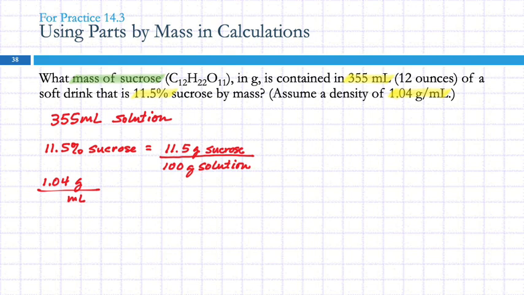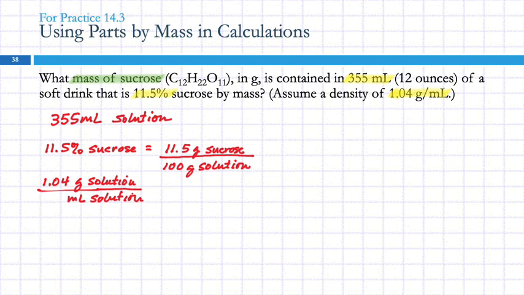Now, it doesn't specifically say what that is the density of, but what do you think it is? Soft drink, or the sucrose, or the water? The soft drink, right? Because pure water is most likely going to be 1 gram, and this is a little above because it's got sugar dissolved in it. So this is 1.04 grams of solution per milliliter of solution.